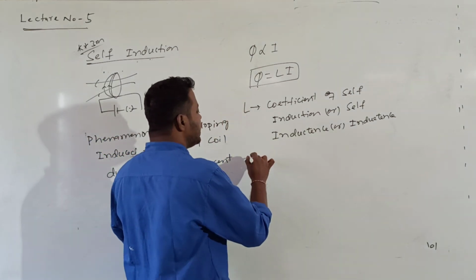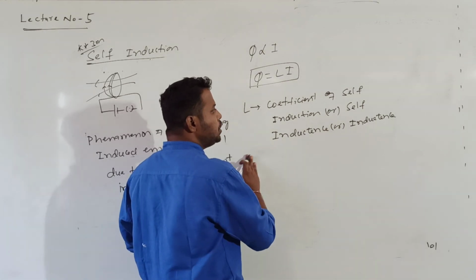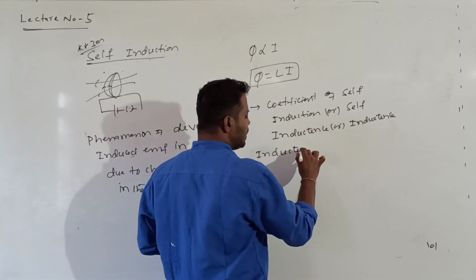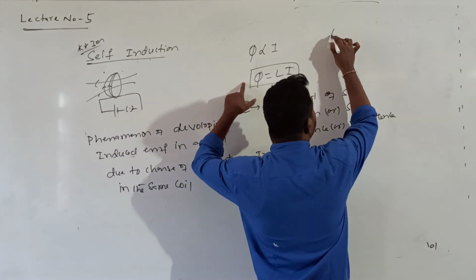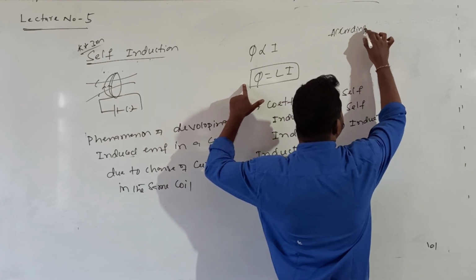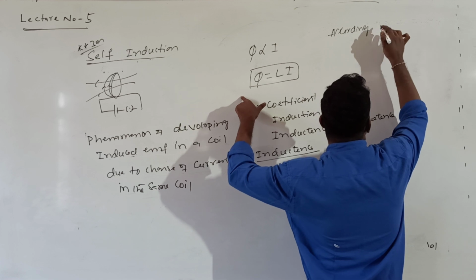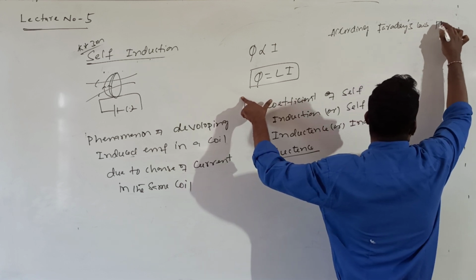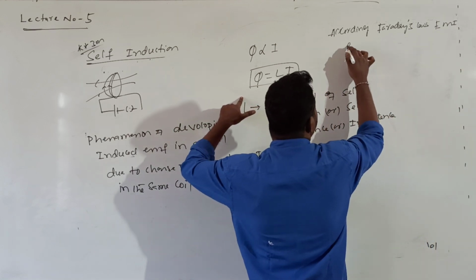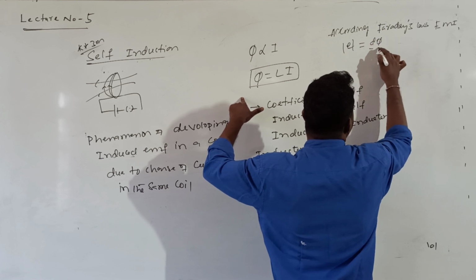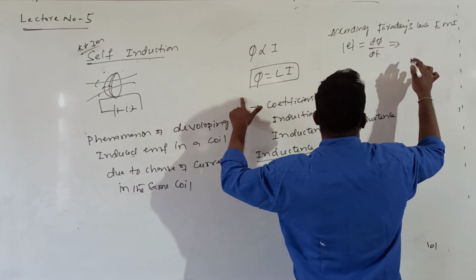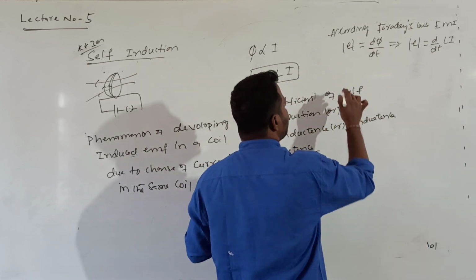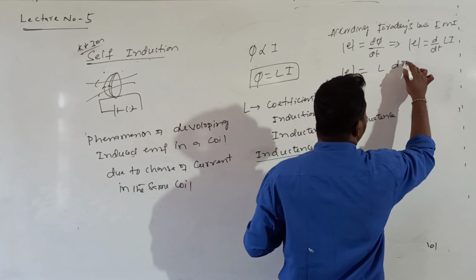Now, before going to the definition of self-inductance or the inductance of a coil, according to Faraday's laws of electromagnetic induction, the same methods we studied for mutual induction, we study for self-induction. The induced EMF is d phi by dt. Substituting phi equal to L into I, modulus of E is d by dt of L into I. Since L is constant, modulus of E is equal to L into dI by dt.